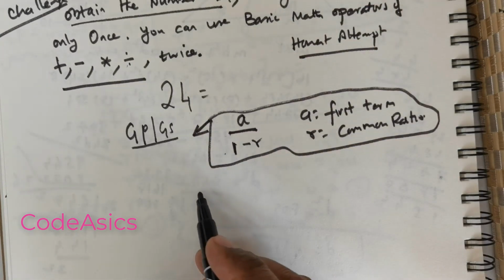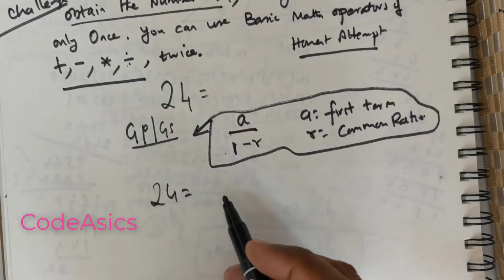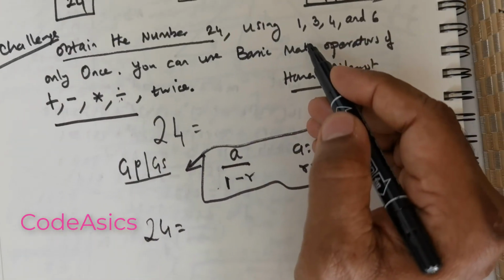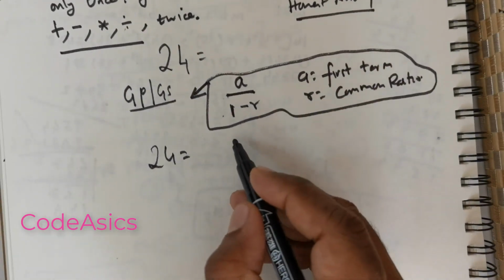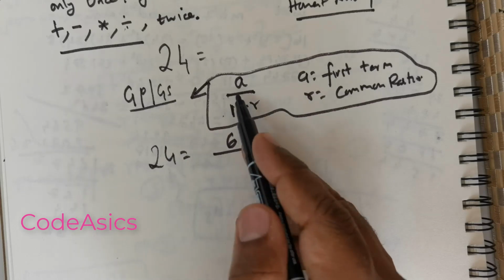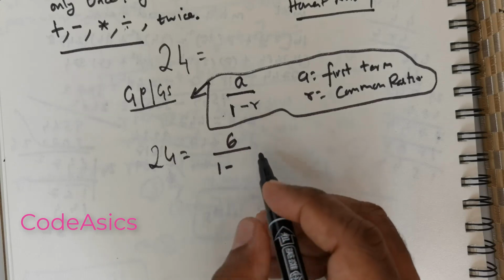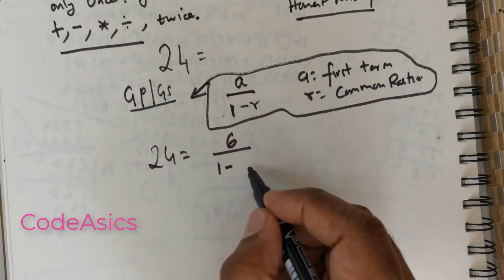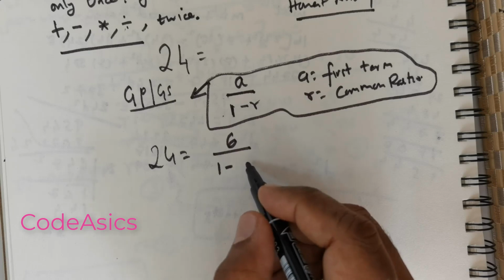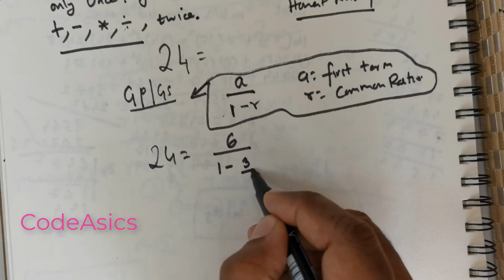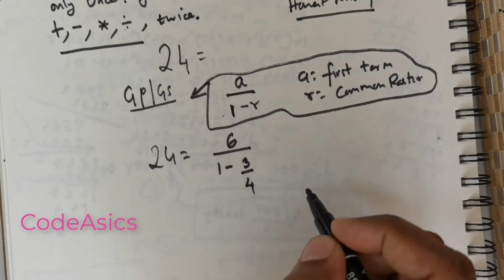So what I wish to do is give the solution as follows. We are expected to utilize 1, 3, 4 and 6. So I'll start with 6. This would mean the first term is 6, and the common ratio is to be placed. So what should be the common ratio? Can you make a guess? Can you think about that? What should be the common ratio? Well, I am going to place the common ratio as 3 over 4.